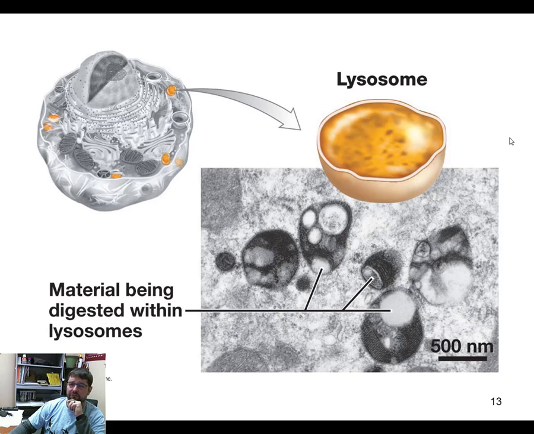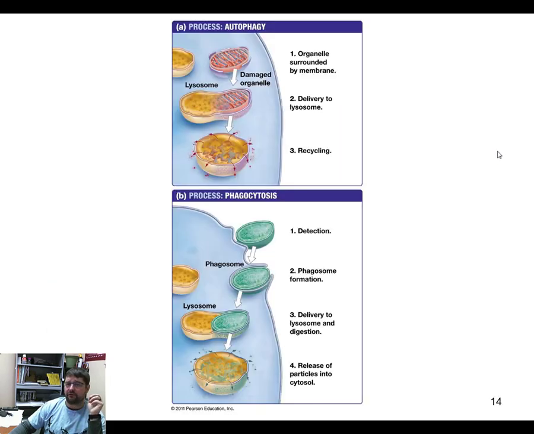We're going to look at a little video in a second showing you lysosomes in action. But there are two processes by which lysosomes work. They can do what we call autophagy, which means that they're dissolving things from within. Things that are already in the cell, maybe a damaged mitochondria, maybe a damaged Golgi apparatus, and they're going to go dissolve it and recycle those things.